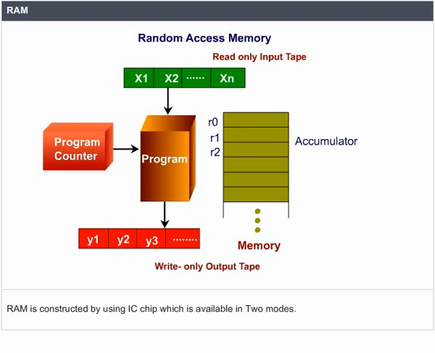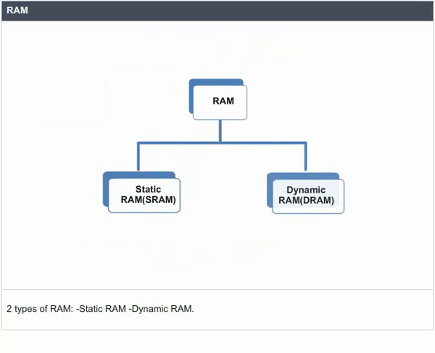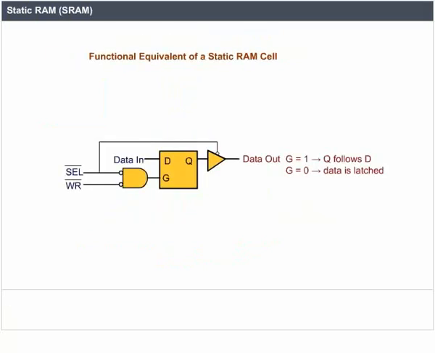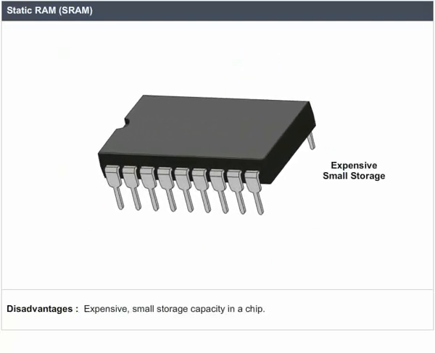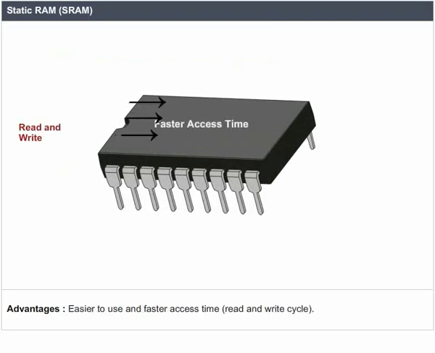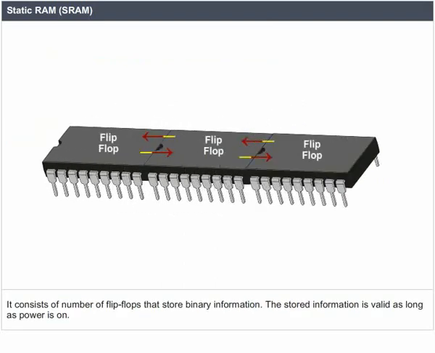RAM is constructed using IC chips, which are available in two modes. Two types of RAM are static RAM and dynamic RAM. Static RAM, SRAM, is made from flip-flops. Disadvantages: expensive, small storage capacity in a chip. Advantages: easier to use and faster access time, read and write cycle. It consists of a number of flip-flops that store binary information. The stored information is valid as long as power is on.